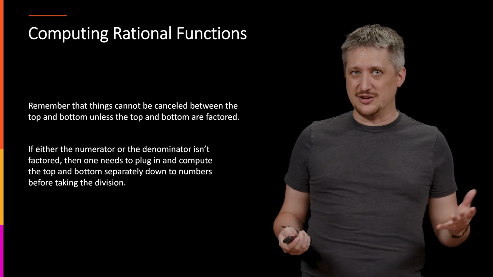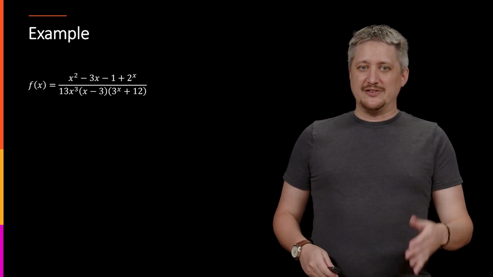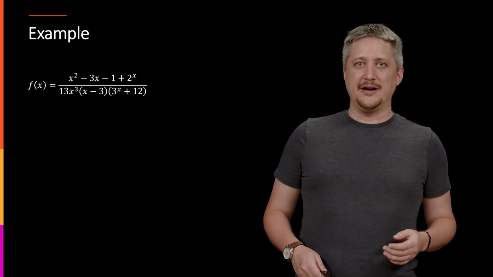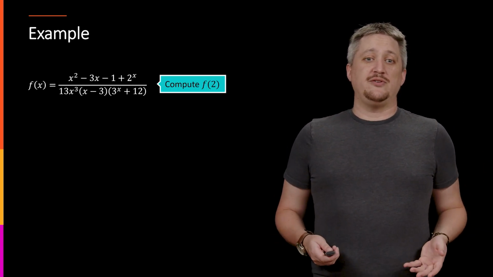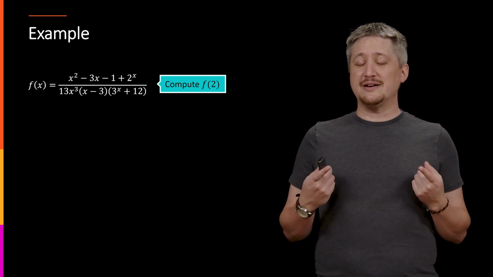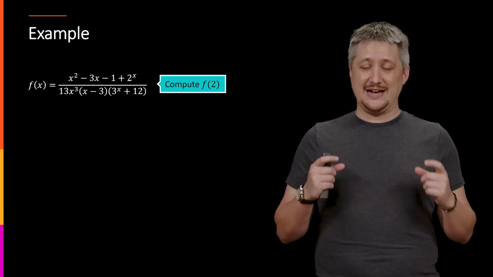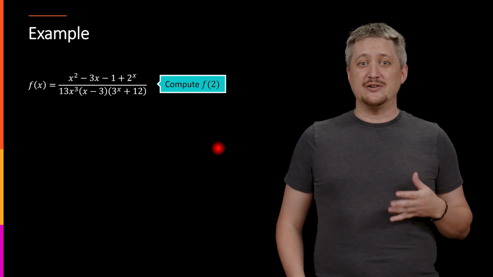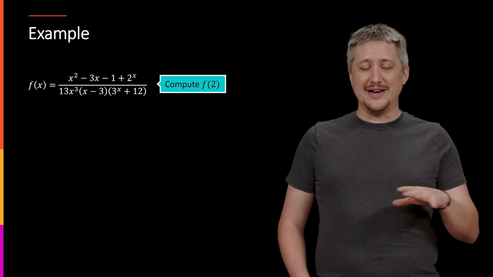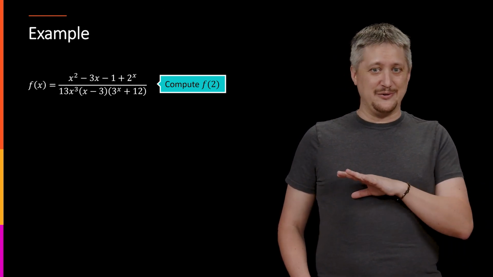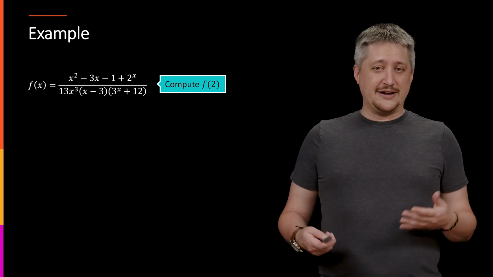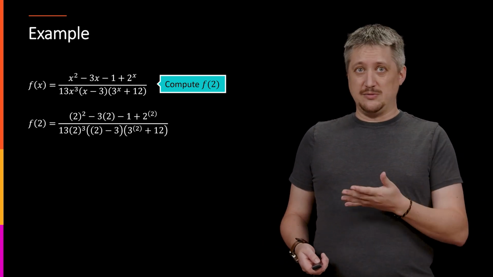Okay, so let's look at some examples. So let's say we have this thing here. We have the x squared minus 3x, et cetera, on the top. We have the factored thing in the bottom, and we want to compute f of 2. Now, we do have a factored bottom, but we don't have a factored top, which means we can't actually cancel out. In particular, you might be tempted to say, oh, there's an x cubed and x squared, we'll cancel some of that. Can't do that. Because the top isn't factored, I could either try to factor it, or I could just plug in the 2 and compute.